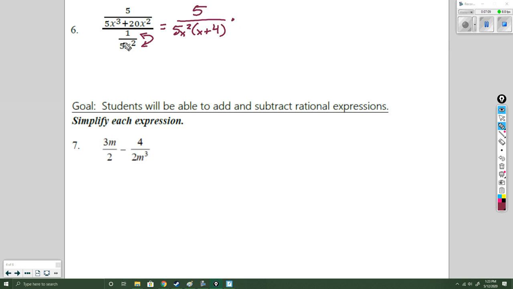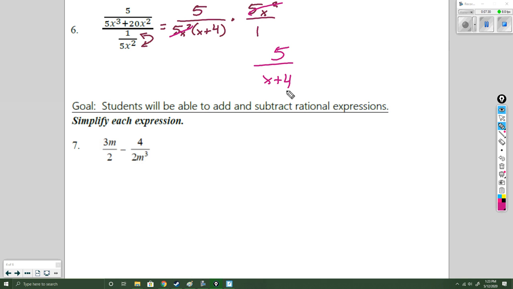And now we're going to rewrite the second fraction by writing it as multiplication by the reciprocal. And we can cancel out common factors. So in this case, the common factor of 5x squared would cancel out, and we would have 5 on x plus 4.